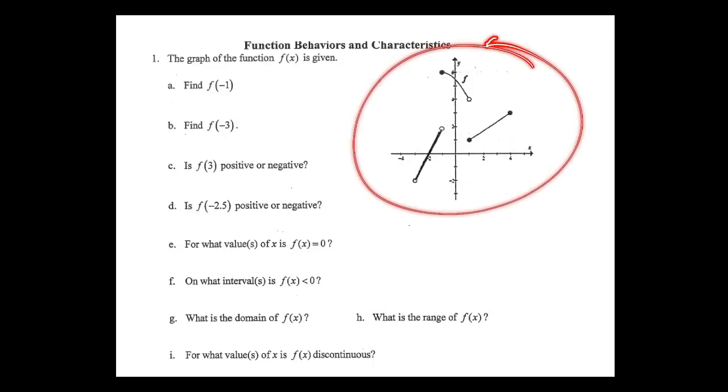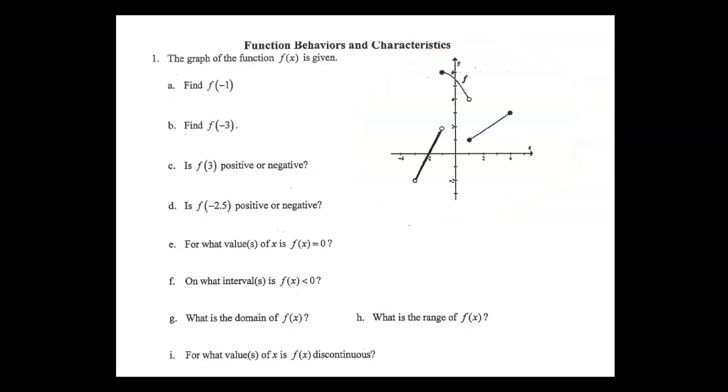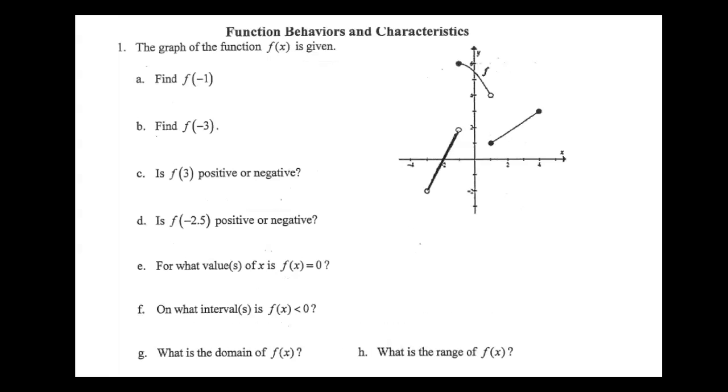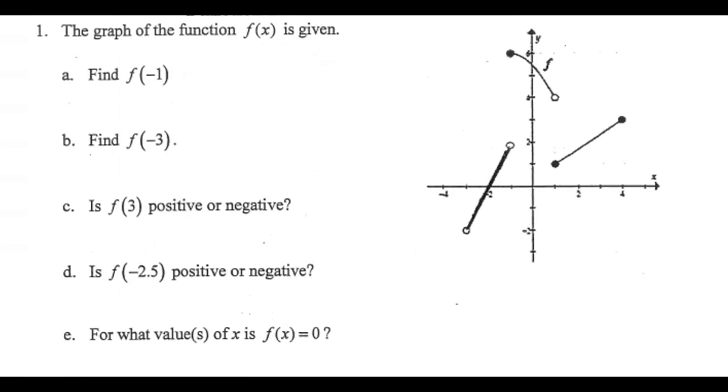So the first thing I want you to do is just take a look at the graph that you have here. Just look at it. Do some observations. Look to see what you have. I see some open circles, some closed circles, and it looks like they have 3 different segments on this graph, so 3 different areas.